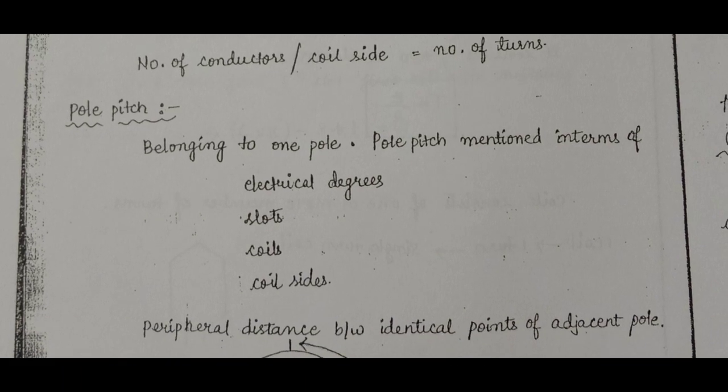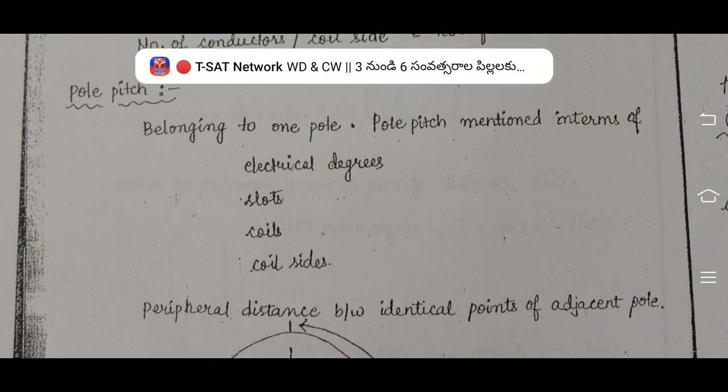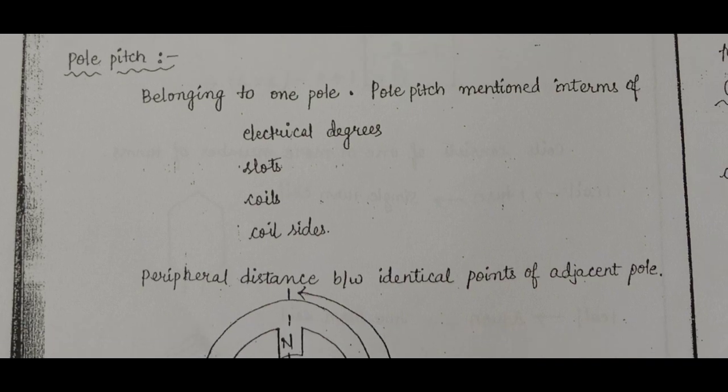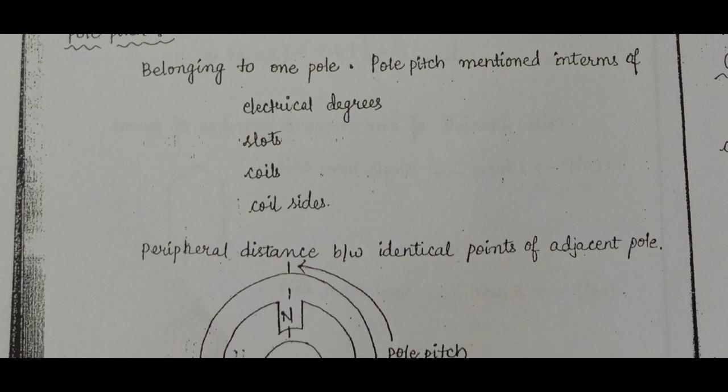Pole pitch is mentioned in terms of electrical degrees. You should remember that. So we should remember slots, electrical degrees, and coil sides. Theta electrical equals P by 2 times theta mechanical.